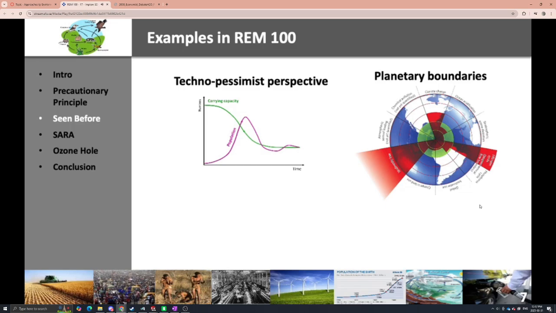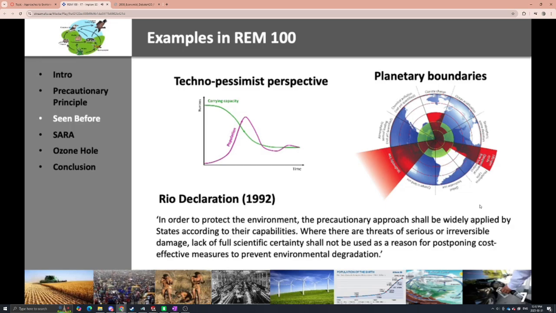The third time the precautionary approach came up in the course was the Rio Declaration, which explicitly mentioned this precautionary approach as a management approach. The declaration states that in order to protect the environment, the precautionary approach shall be widely applied by states according to their capabilities. Where there are threats of serious or irreversible damage, lack of full scientific certainty shall not be used as a reason for postponing cost-effective measures to prevent environmental degradation. The wording clearly states again that scientific uncertainty cannot be used as an excuse for non-action.